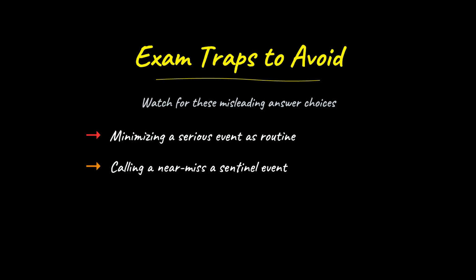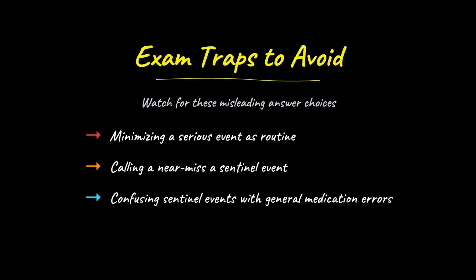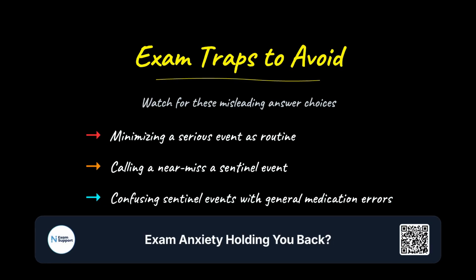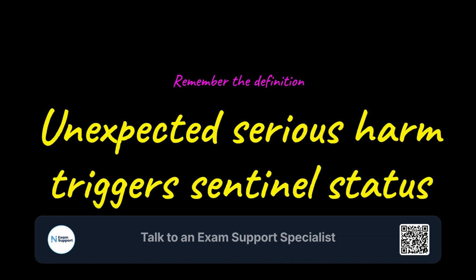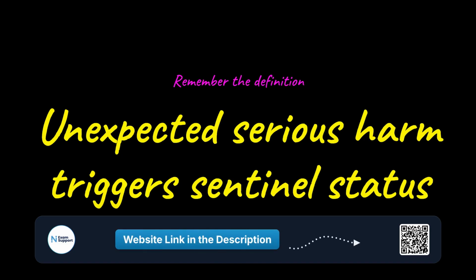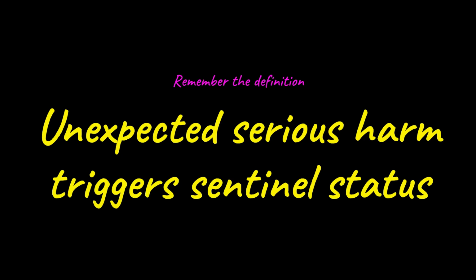Another trap calls a near miss a sentinel event, but near misses avoid harm entirely and don't meet the sentinel definition, even though many institutions still analyze them. The defining feature of a sentinel event is unexpected serious harm or imminent risk of it, which triggers a formal root cause analysis under accreditation standards. Everything else is reviewed, but only this triggers the full response.